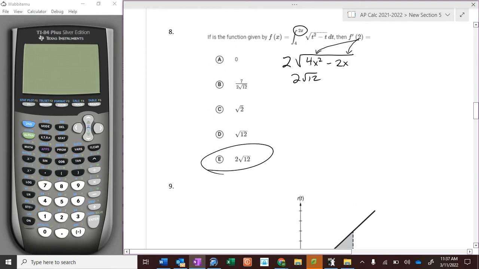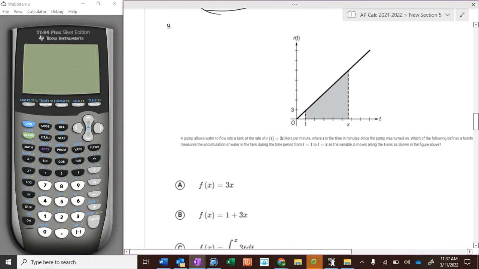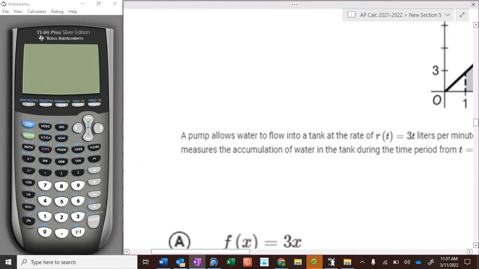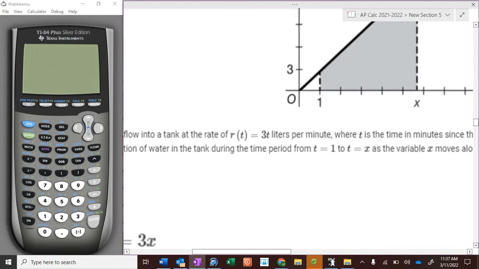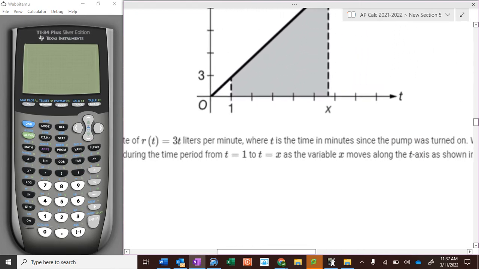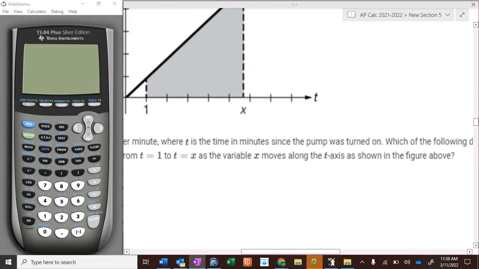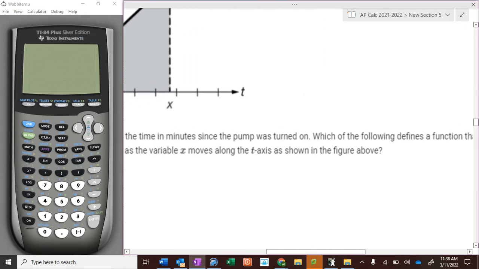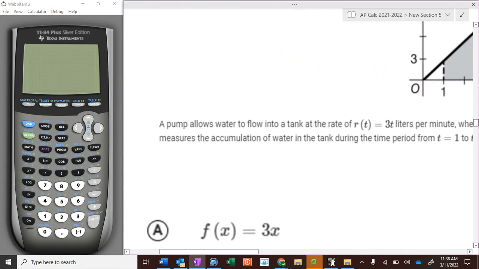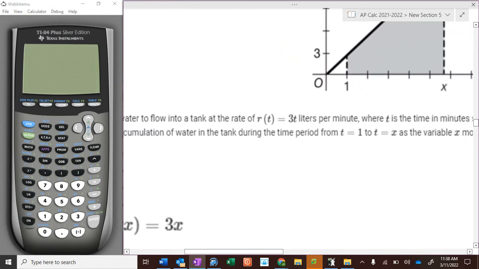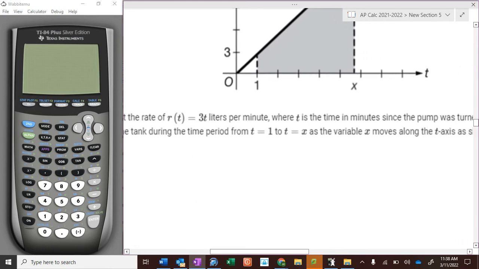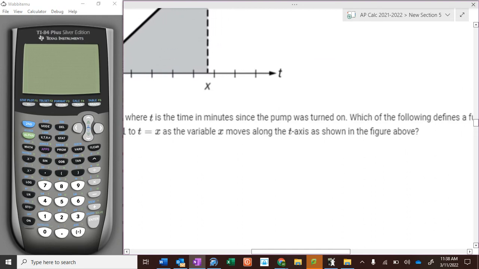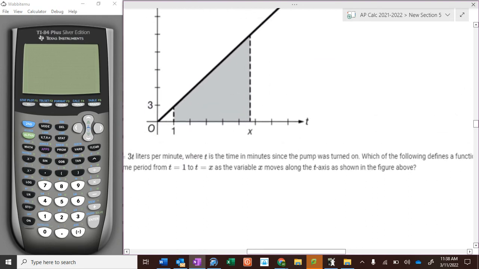Okay, we good? I'm sorry for the super small print. Here we go. A pump allows water to flow into a tank at the rate of R equals 3t liters per minute, where t is the time in minutes since the pump was turned on. Which of the following defines a function that measures the accumulation of water in the tank during the period from t equals 1 to t equals x, as the variable x moves along the t-axis in the figure above?